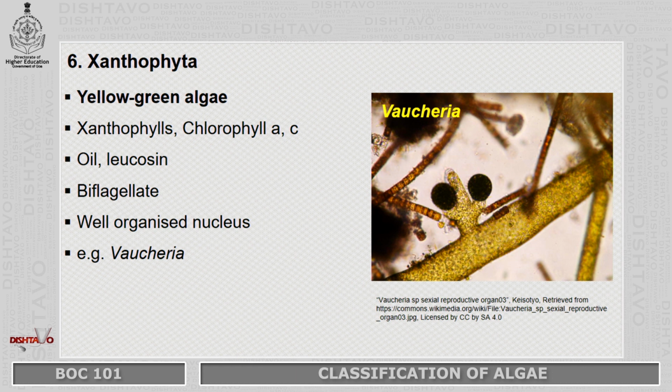The sixth division is Xanthophyta, which are commonly called yellow green algae. The major pigments are xanthophylls and chlorophyll A and C, and oil and leucosin are the major reserve food in this. And the sex cells are biflagellate. Even though the organism may not be flagellate, it has a siphonous body, for example Vaucheria, but the sex cells will have 2 flagella.